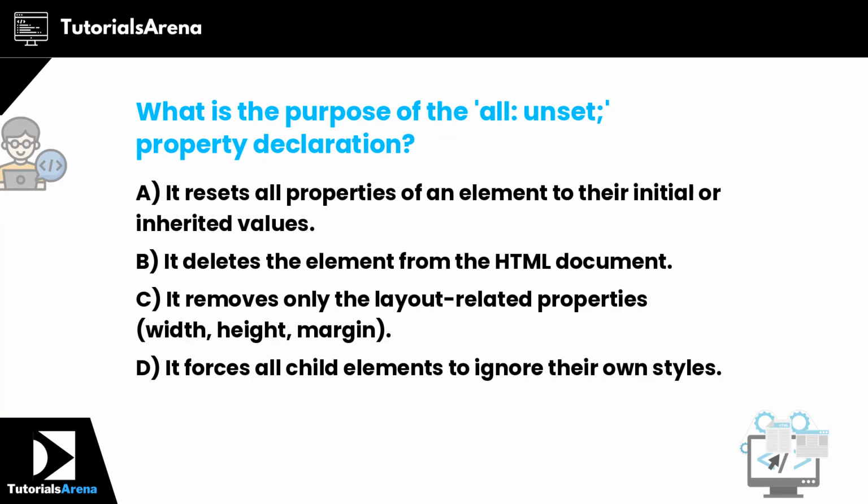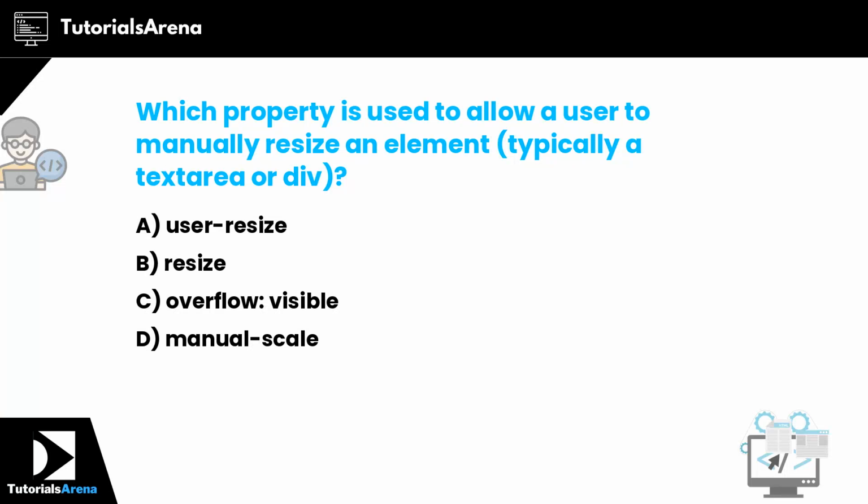What is the purpose of the all: unset property declaration? The correct answer is option A. It resets all properties of an element to their initial or inherited values. Which property is used to allow a user to manually resize an element, typically a textarea or div? The correct answer is option B, resize.